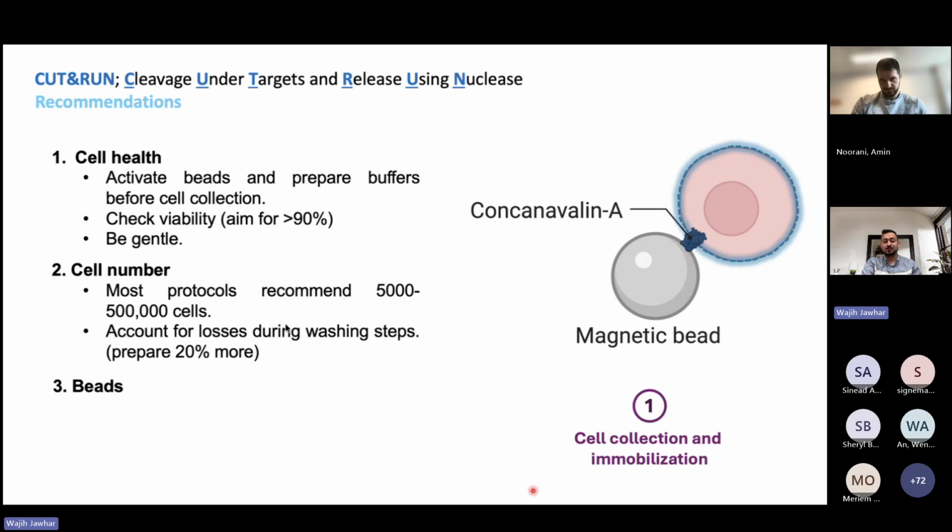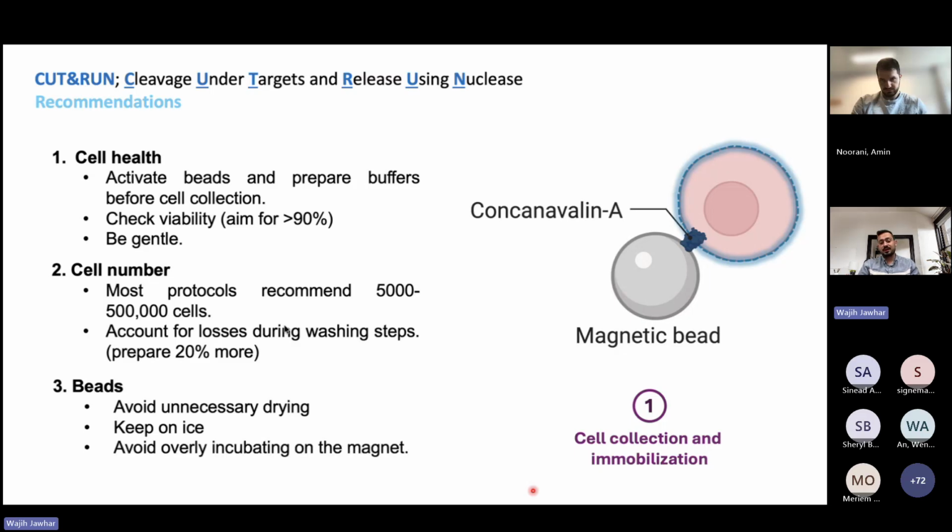And then the same way you want your cells to be as healthy as possible, make sure your beads are as functional as possible. So avoid any unnecessary drying, which might compromise their functionality. Keep them on ice and keep them in suspension as long as you can. And avoid overly incubating them on the magnet. Even if functionality is not greatly compromised, or not even compromised in some cases, from experiments we know that keeping them for too long on magnets causes them to overly aggregate and become harder to work with.